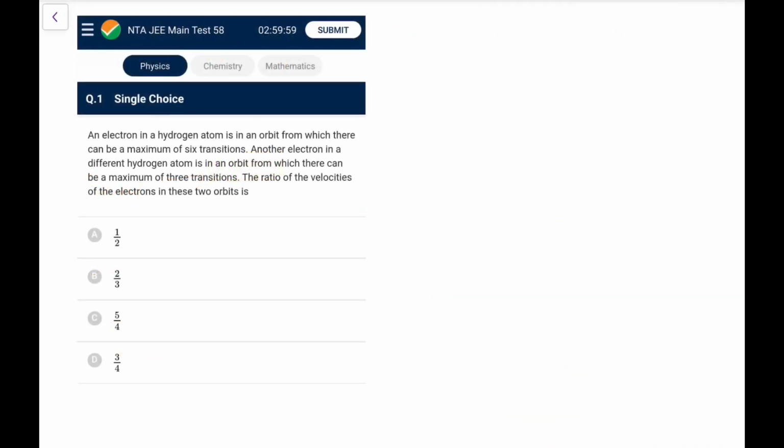First question. An electron in a hydrogen atom is in an orbit from which there can be a maximum of 6 transitions. Let's say if it is the nth state, the maximum number of transitions when it returns to the ground state is n(n minus 1) by 2. That is 6. You can directly make out this is equal to 4. So this is n equal to 4.